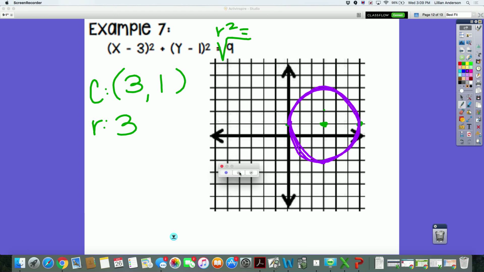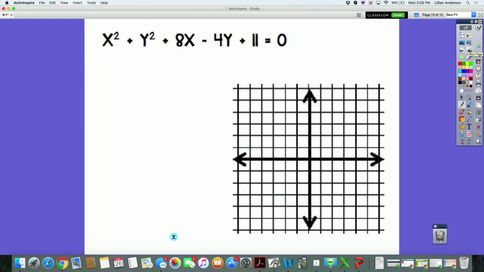The last one is a throwback to first quarter, first semester. This is nowhere near the general form for a circle, but we can get it there. You need your x's together and your y's together. So that's going to be x squared plus 8x plus y squared minus 4y. And that number, that 11, I'm going to move to the other side, so it equals negative 11.